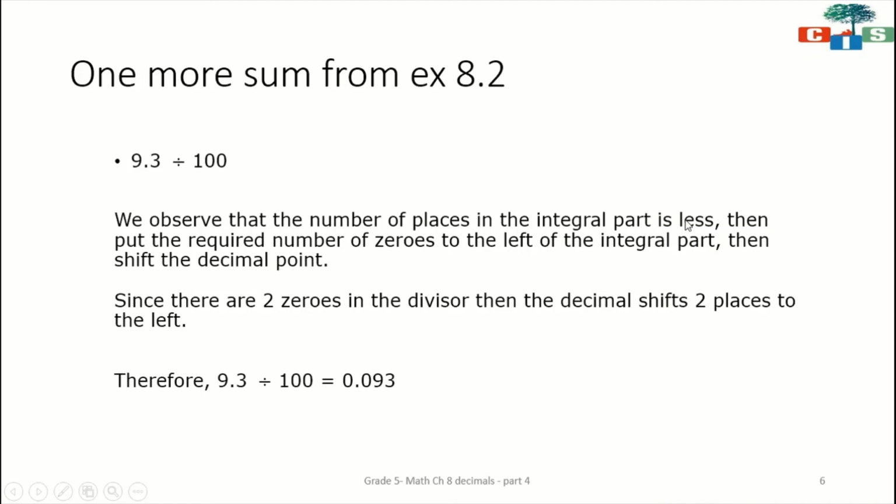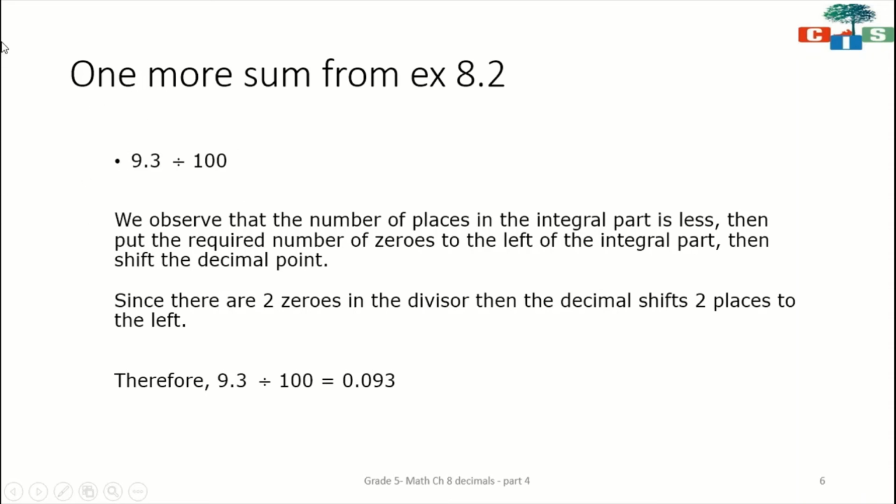Scholars, you have to keep in mind that when the number of places in the whole number part is less, at that time you have to put extra zeros to the left of the whole number and then shift the decimal point. Like here we have only 1 digit but we have to shift the decimal point by 2 digits, so we have to put a 0 to the left of the 9 and then put the decimal point.